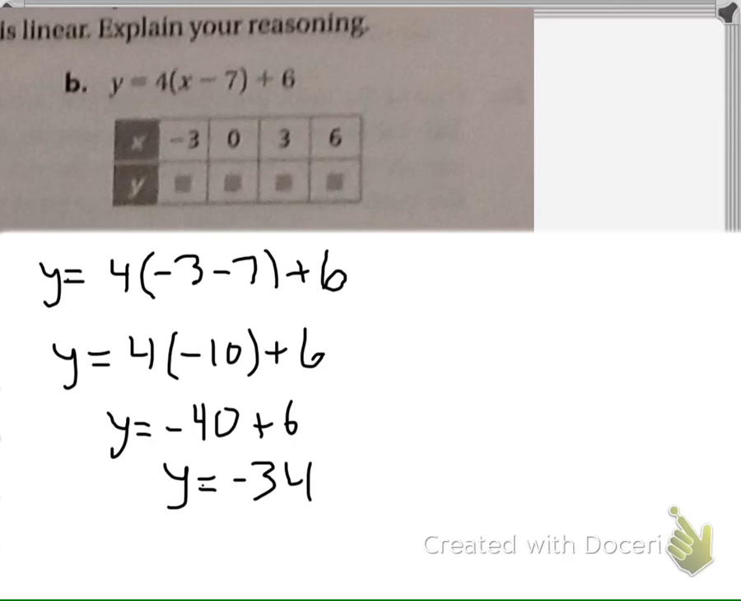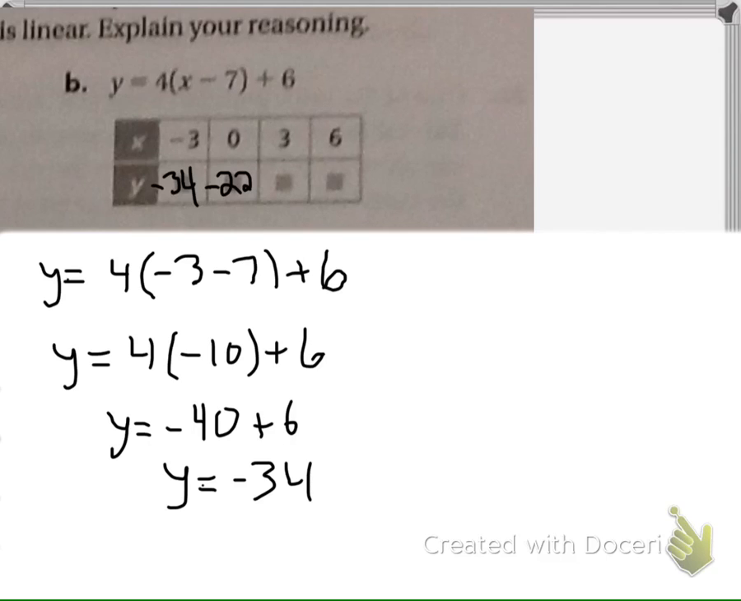Okay, you could just be doing this on your calculator. You don't have to write it out like I have. So I'm going to put that value in here. And then for 0, this one I could kind of do in my head. 0 minus 7 is -7. 4 times -7 would be -28. And then plus 6 gives me -22.